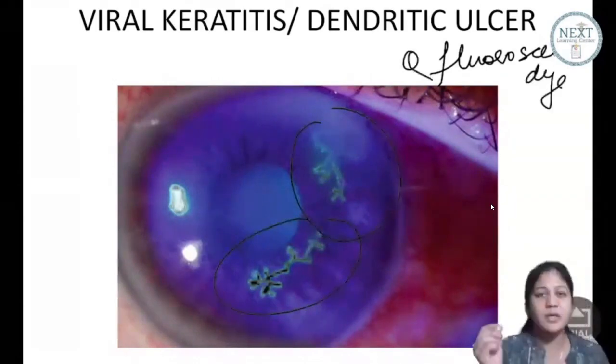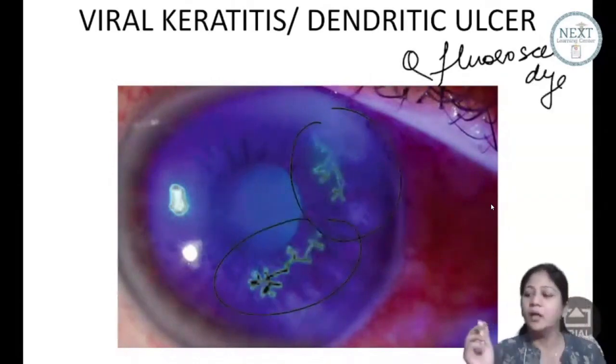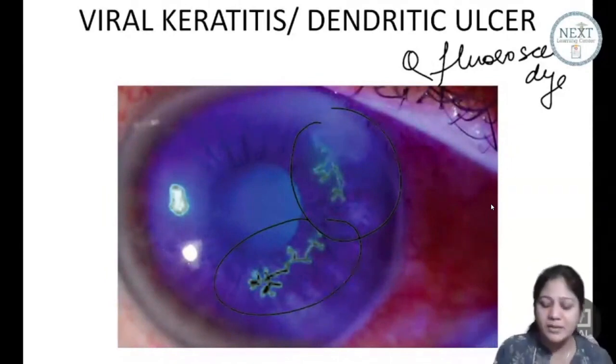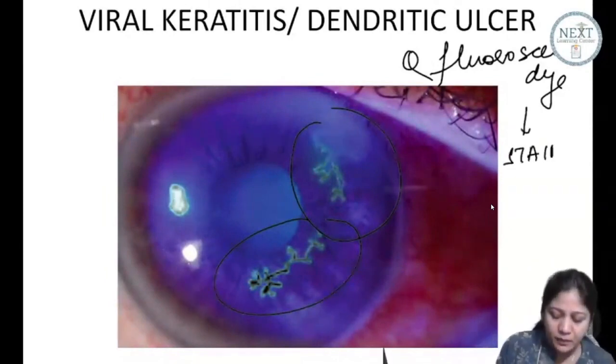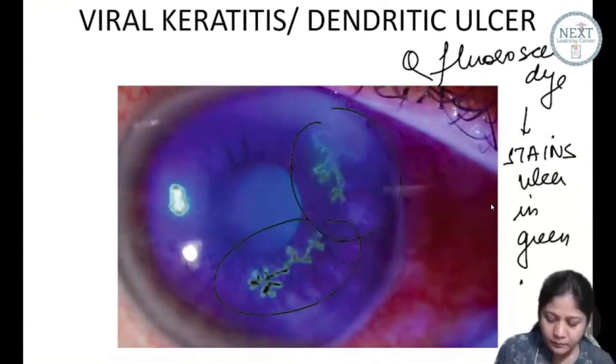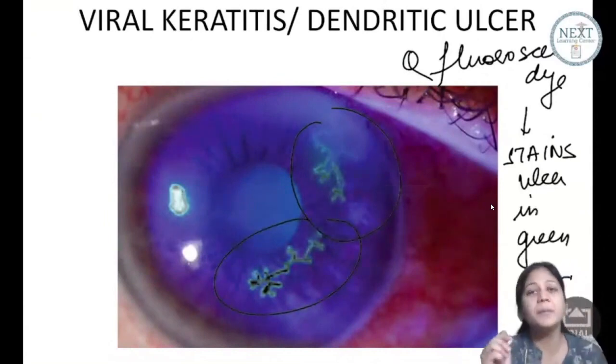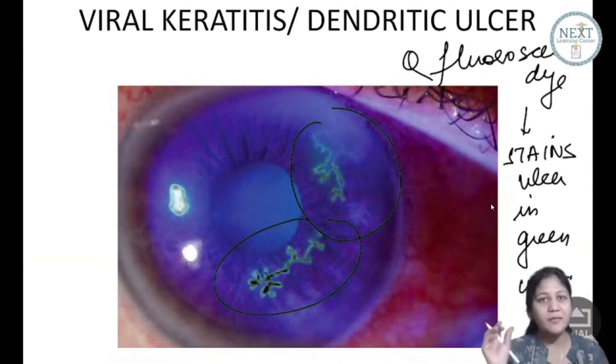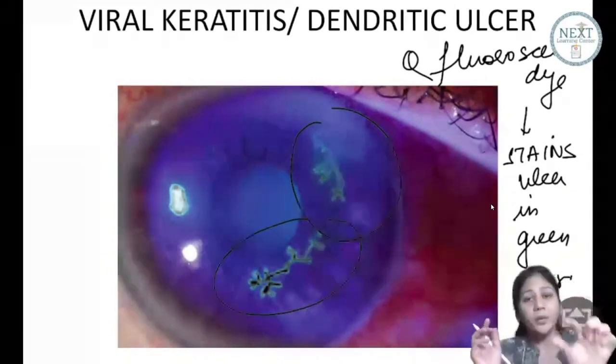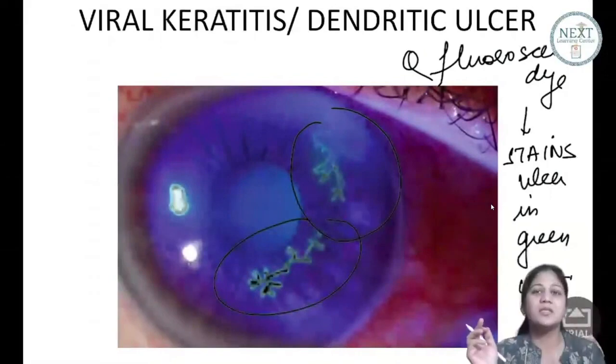So my question is, what is the property of this dye? The property of this dye is that it stains ulcer in green color. Any ulcer or any epithelial defect. Okay? If you have any epithelial defect in the cornea, it will be stained green in color. Now, when you see this morphology, it is typical for dendrite. Am I clear, friends?